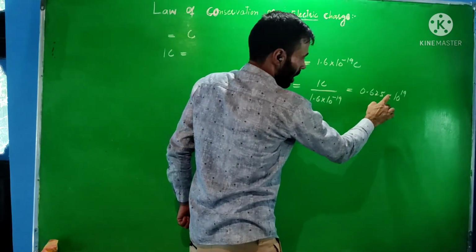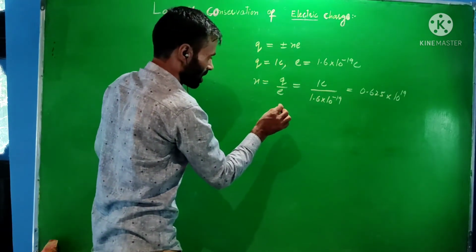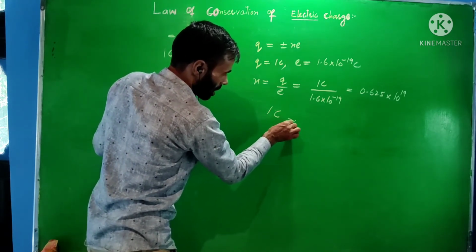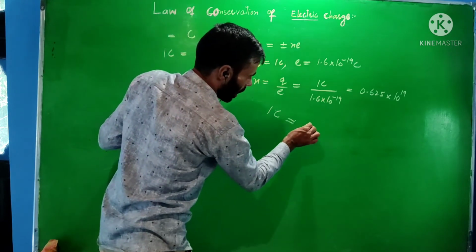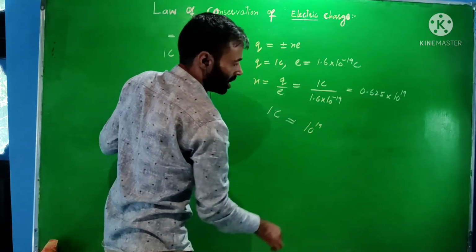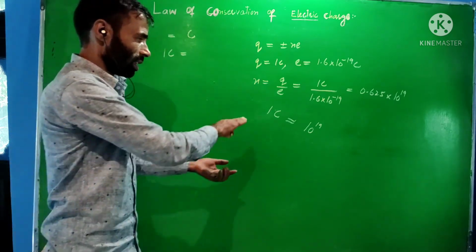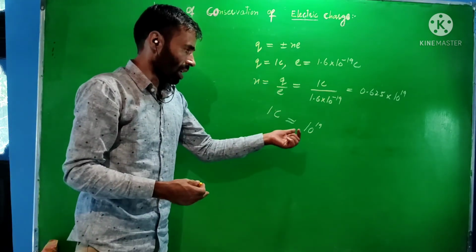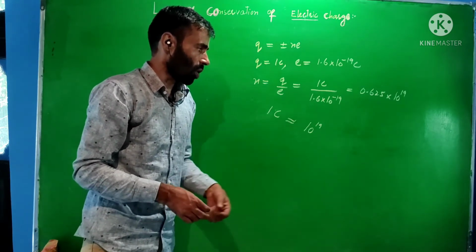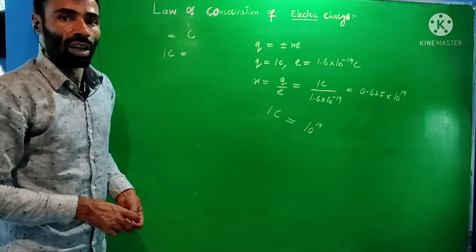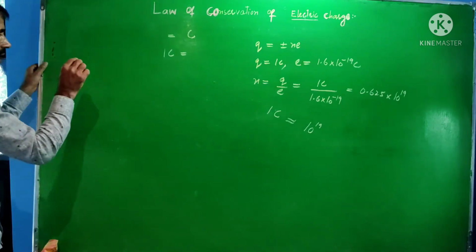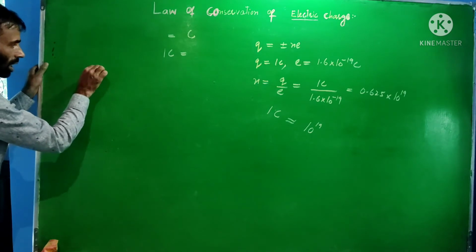This is the number of electrons, or I may say just like this, 1 coulomb of charge is approximately equal to the charge on 10 raised to power 19 electrons. So this is a bigger amount of charge. Such an amount of charge possessed by 10 raised to power 19 electrons constitutes 1 coulomb of charge. After that, I will now move towards this point.